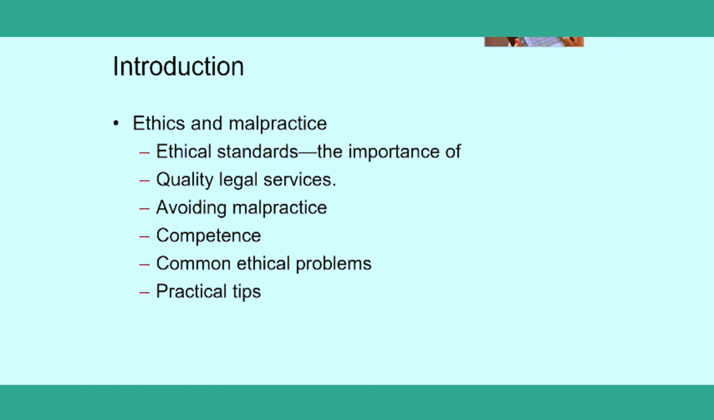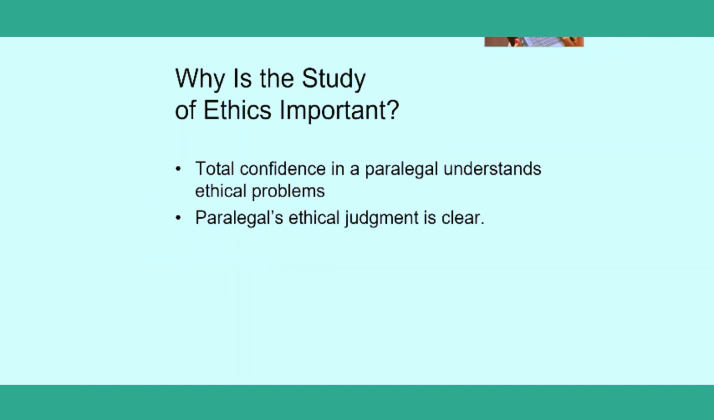Even if you've taken a separate ethics class, this chapter will give you more information so that you can understand the topic a little more clearly. Clients and attorneys must have total confidence that a paralegal understands ethical problems and that a paralegal's ethical judgment is clear. A paralegal must perform careful, high-quality work in everything he or she does. An error by a paralegal can be very costly and can subject the attorney, or the law office itself, to a malpractice claim.